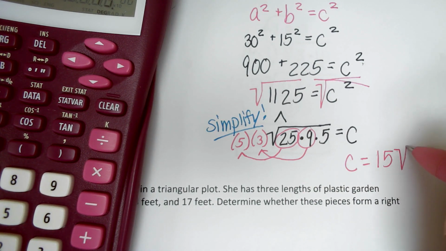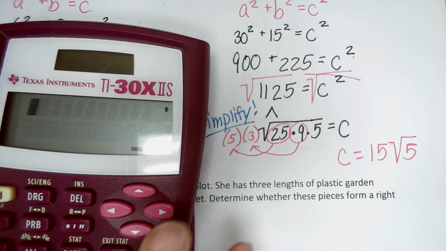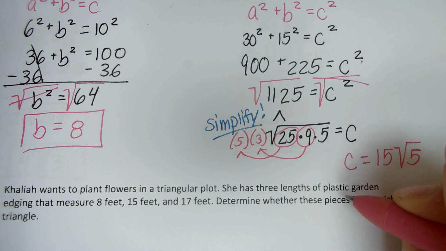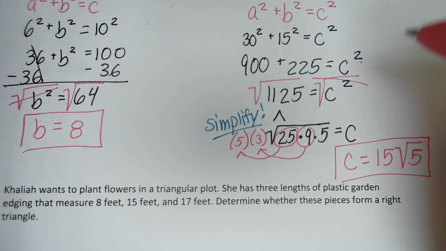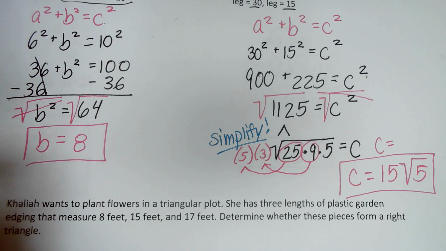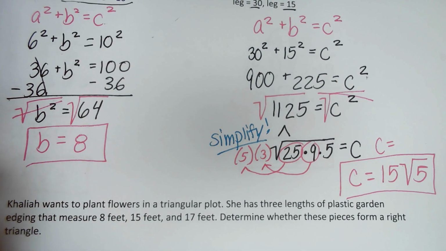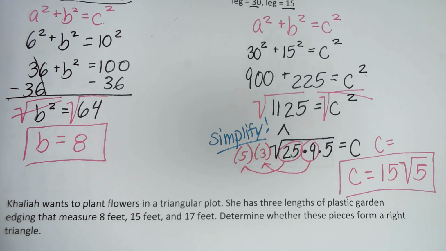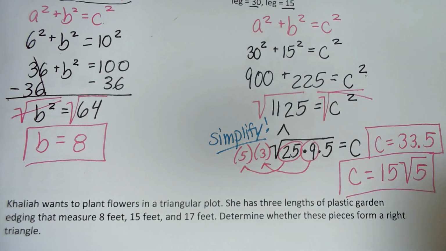15 square root 5. Now because it's Pythagorean theorem, I can write my answer like this, or we could follow the directions and round it to the nearest tenth. So if I have 15 square root 5, and then the square root of 1125, both of those give me 33.5. So both of those would be considered my answer.